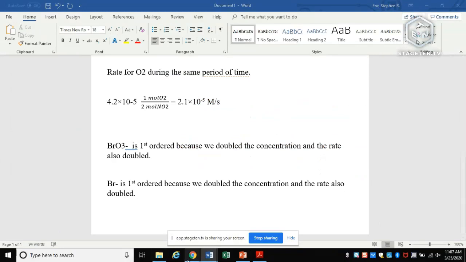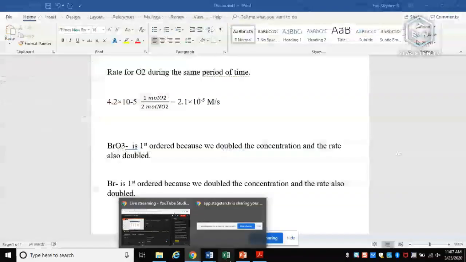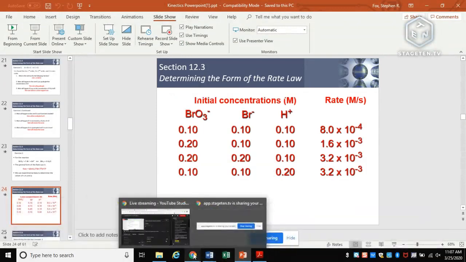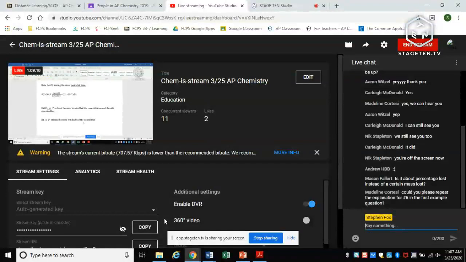Now we look for H plus. Where are the trials where we change H plus, but we keep the others constant? Does anyone see what two trials we should compare? Where H plus changes, but the others remain constant?